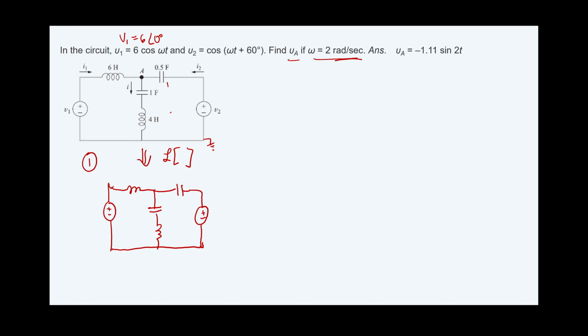Okay, so the first step is to convert everything to phasor. So we have here 6 angle 0 degrees. And how about the voltage V2? V2 is equal to 1 angle 60 degrees. Okay, this is 1 angle 60 degrees. How about the inductor? The inductor, we know XL.